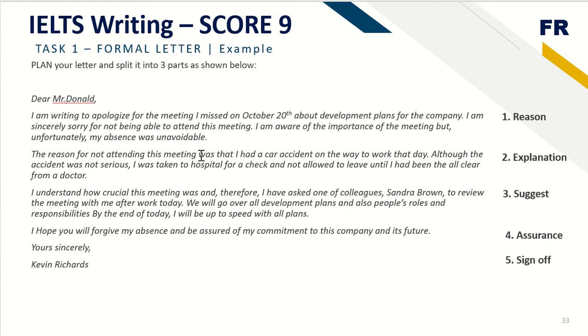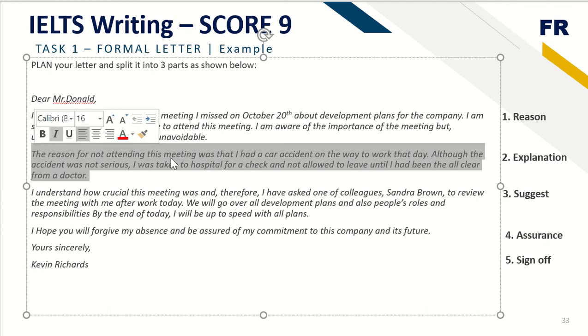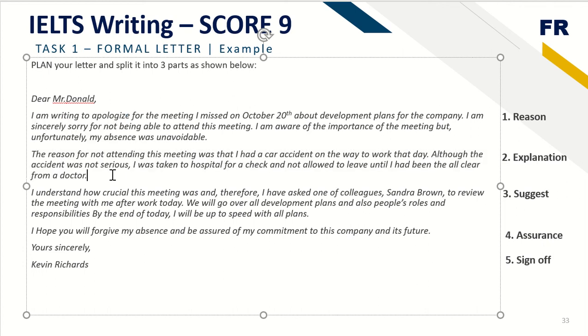The reason for not attending this meeting was that I had a car accident on the way to work that day. Although the accident was not serious, I was taken to the hospital for a check and not allowed to leave until I had been given the all clear from a doctor. So here you simply state the reason why you could not attend. You could give the car accident as the reason, or somebody fell sick in your family, or you absolutely had to go to the hospital, or anything. I leave it to your discretion, whatever you're comfortable writing with.